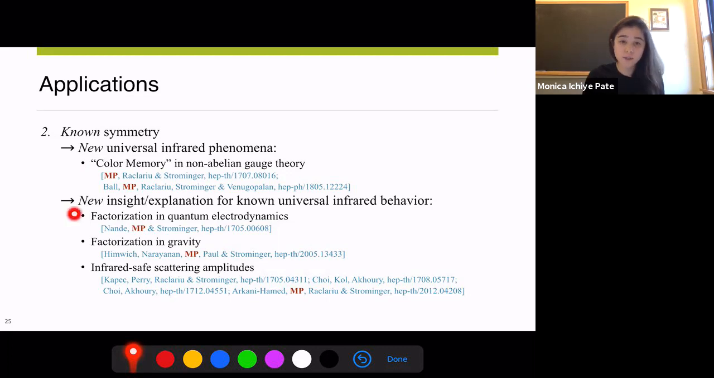Now, in addition, known symmetries can be used to provide new insight or explanations for known universal infrared behavior. For example, the large gauge symmetry in quantum electrodynamics can be used to explain the known property that scattering amplitudes factor into a universal piece containing all infrared divergences and a piece that is infrared finite. And likewise, gravitational scattering amplitudes also admit such a factorization, which can be explained by the supertranslation symmetry. Now, it turns out that the infrared divergent piece in both of these factorizations is formally zero. Nevertheless, it's possible to construct infrared safe scattering amplitudes in both gauge theory and gravity, in which the zero factor has been canceled to give a finite result. And the underlying principle for constructing such infrared safe scattering amplitudes is in fact large gauge symmetry and supertranslations.